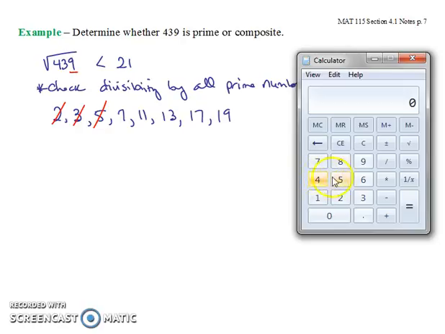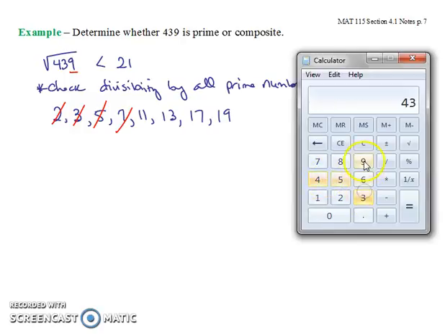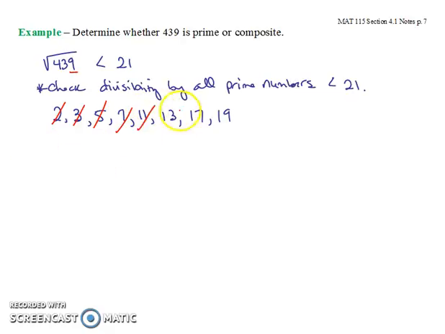You can do this longhand. 439 divided by 7. It's not divisible by 7. Is 439 divisible by 11? Nope. Is 439 divisible by 13? Nope. 439 divisible by 17? Nope, not a whole number. And last one, 439 divisible by 19? Nope. So it wasn't divisible by any of those numbers.